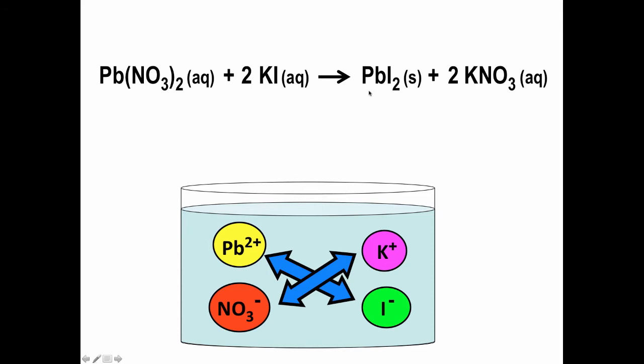And so we have a switch or swap of partners, at least potentially, and we potentially make PbI2 and KNO3. Now, in many cases, there's a potential partner swap between 2 aqueous solutions. We only have a precipitation reaction if one of the new combinations results in a solid. That doesn't always happen.